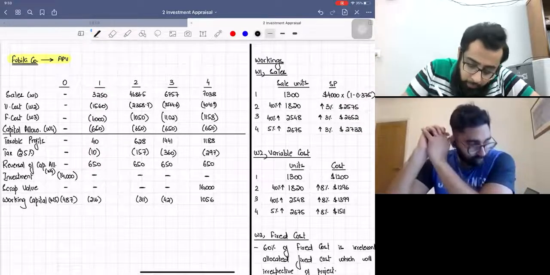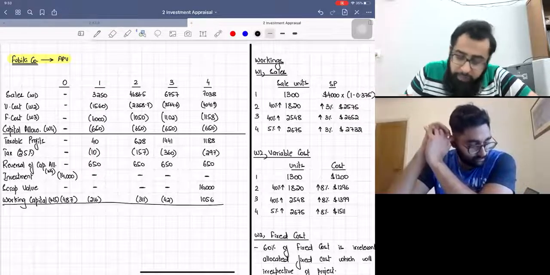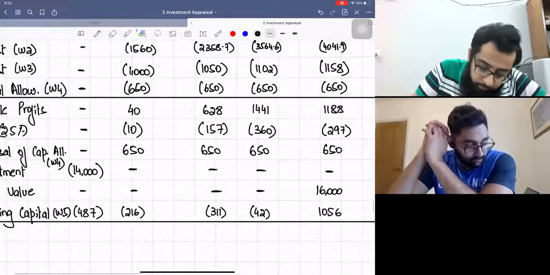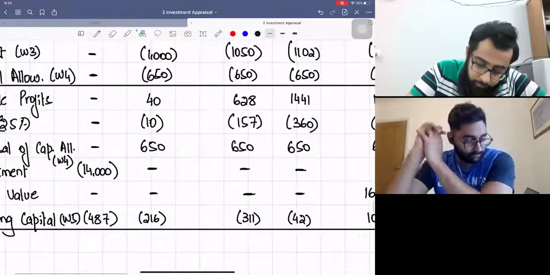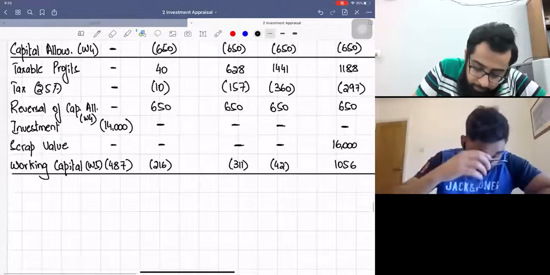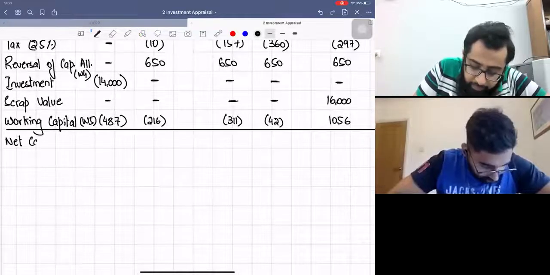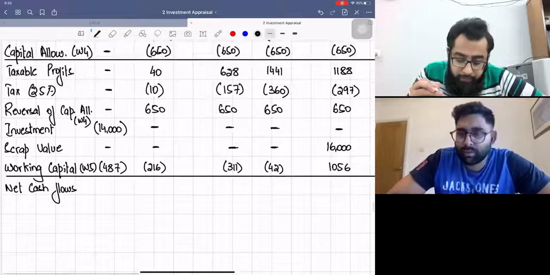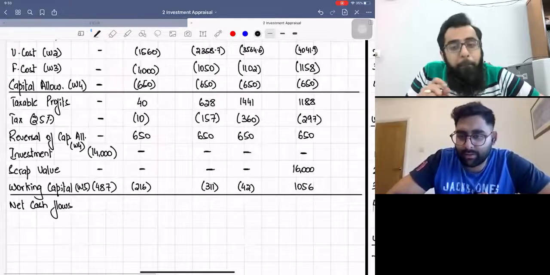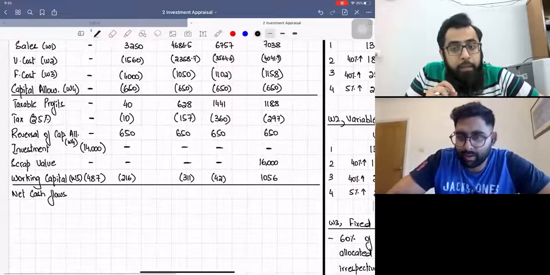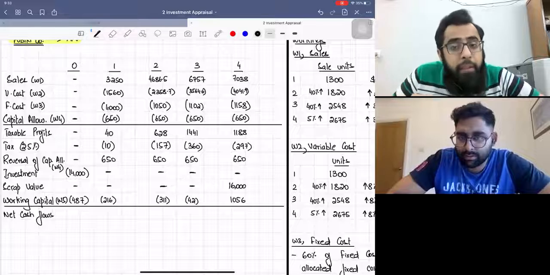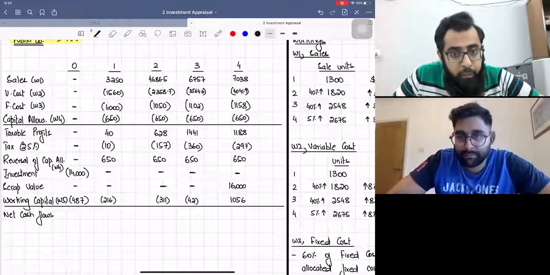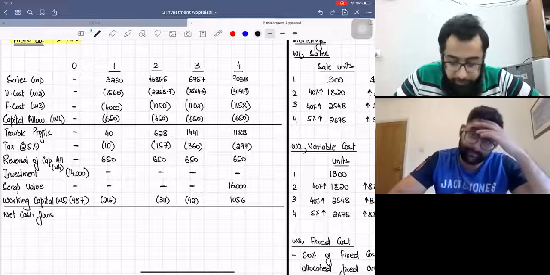So now we can calculate the net cash flows of the project. Now, basically, the last one you've done, 1056, that's positive. You've added that up, right? Because that is the working capital recovery at the end of the project.